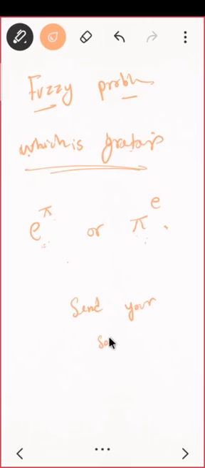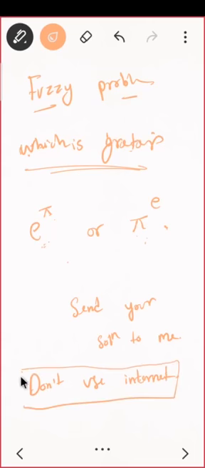Do not Google. This is the main thing. Mostly, whenever people saw any question, they used to go directly to the internet. So don't use the internet. Think about whether e raised to pi will be bigger or pi raised to e.